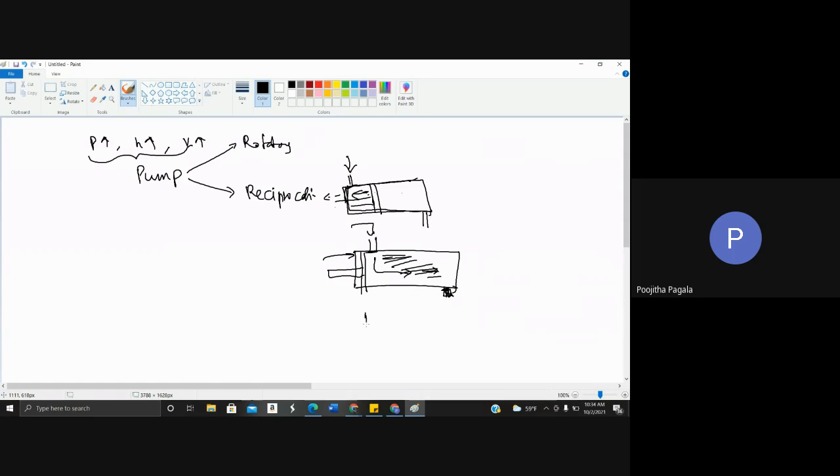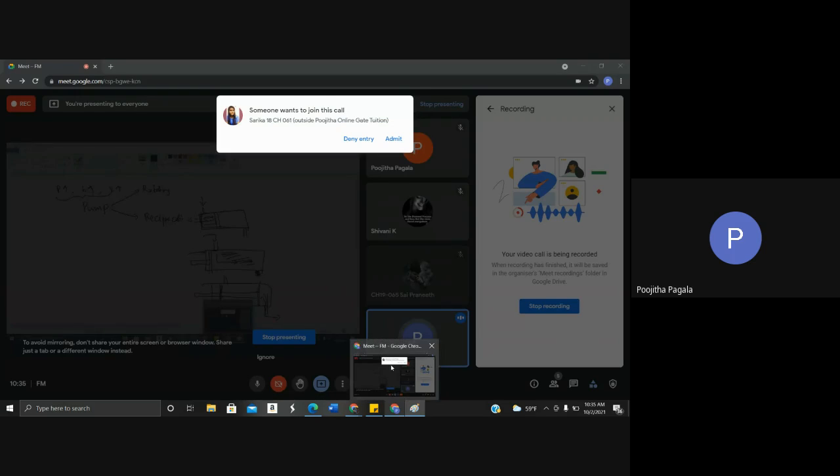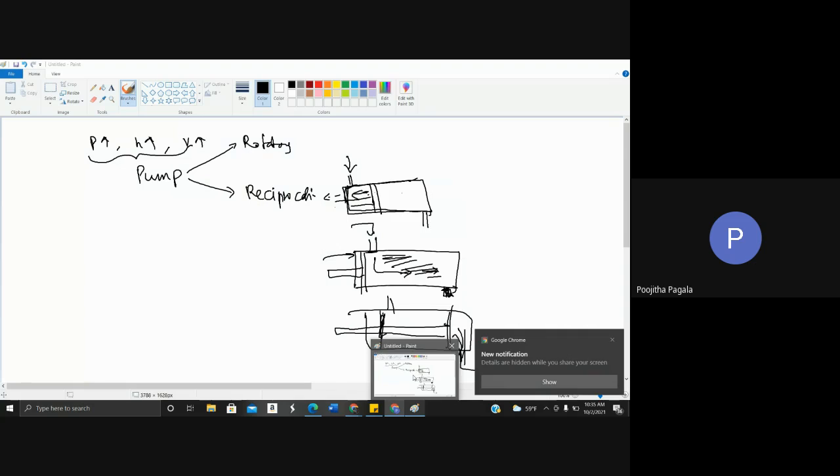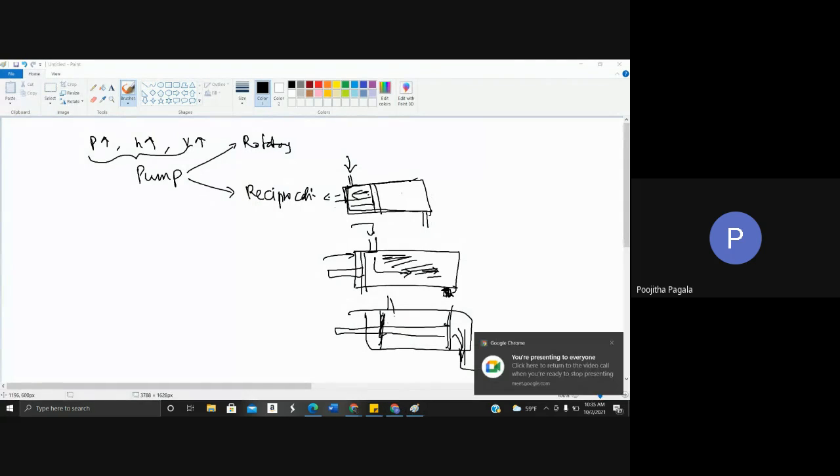The piston is now at this position, so all the fluid moves out. So this is how a reciprocating pump works. The piston is reciprocating within the volume, so you can see that the volume occupied by the fluid is continuously changing in a reciprocating pump.